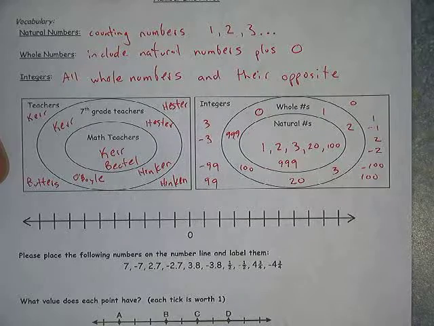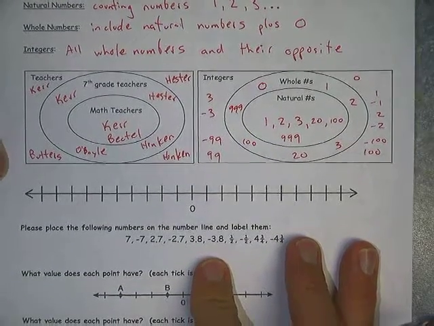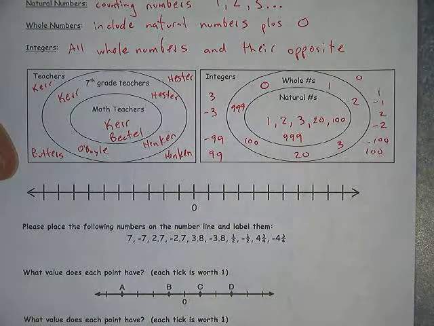0 doesn't have an opposite. 0 is not positive or negative. It's right in the middle of those two sets. So it doesn't have an opposite, but it falls under integers. Okay. So let's slide down here.